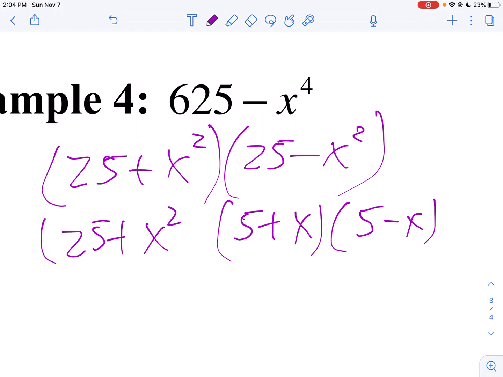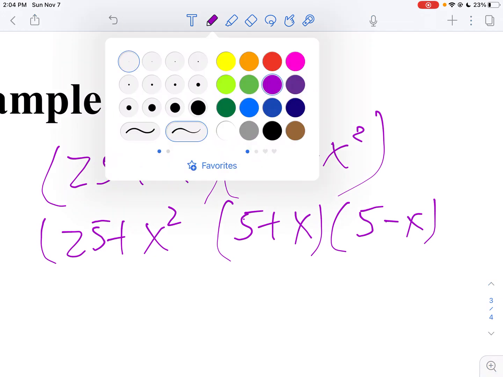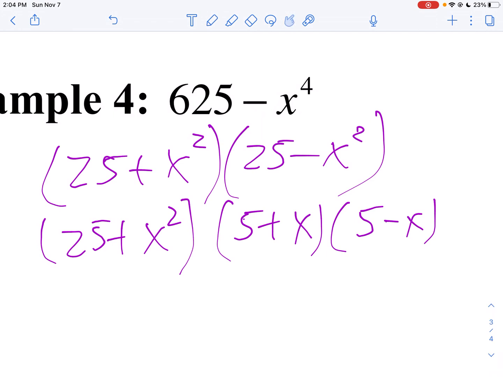Now, if I look at my parentheses that I just factored, can I factor those again? Because 5 is not a perfect square, I can't factor that. So we have 3 terms that this polynomial factors into, instead of 2 terms like we've had for most of them. And there's your answer.